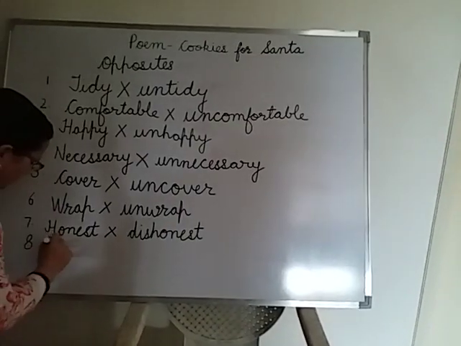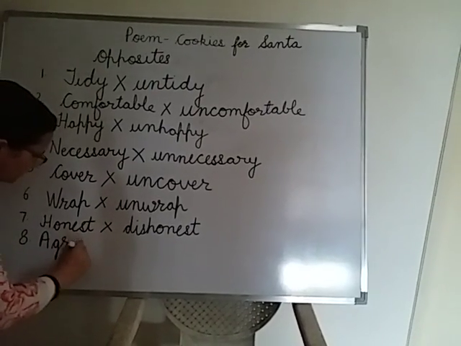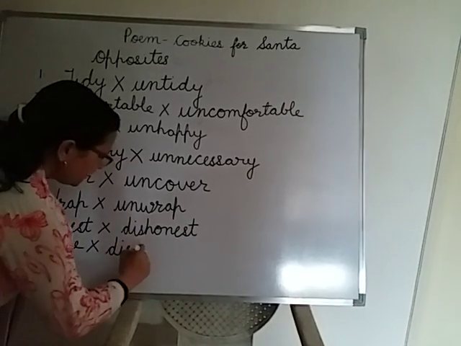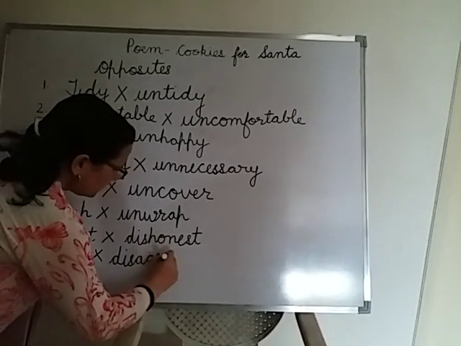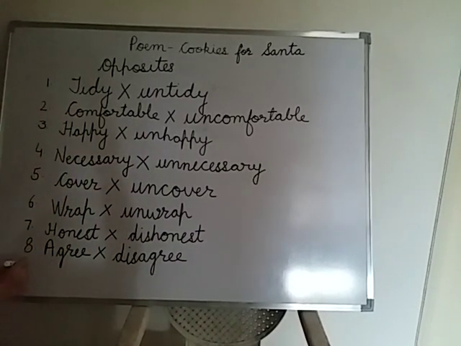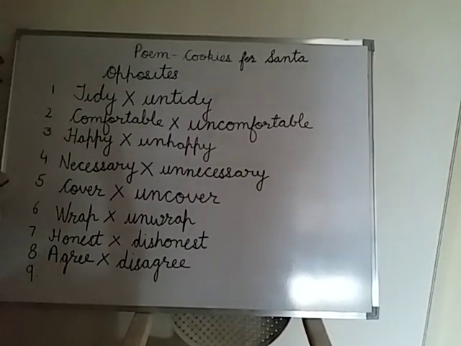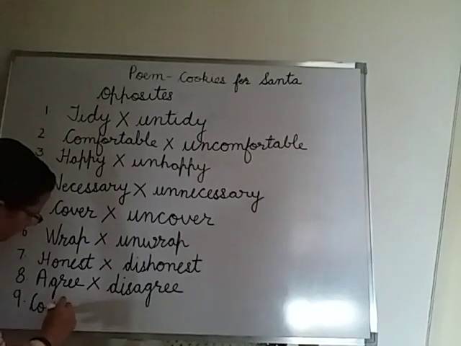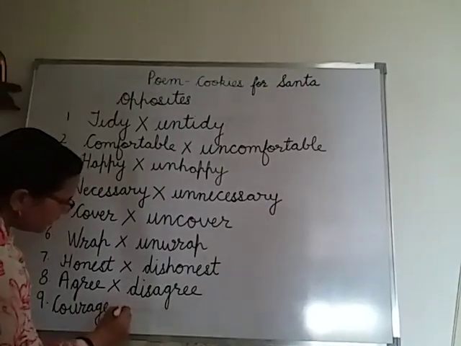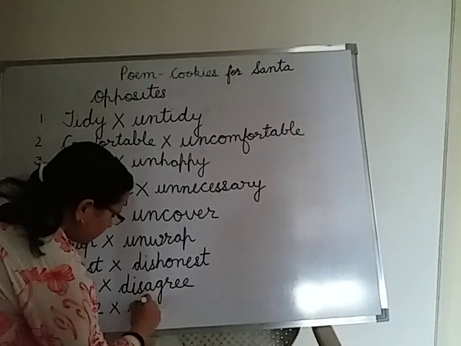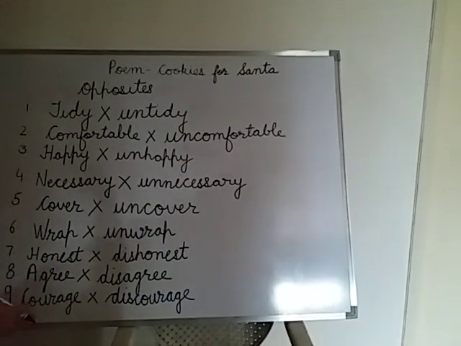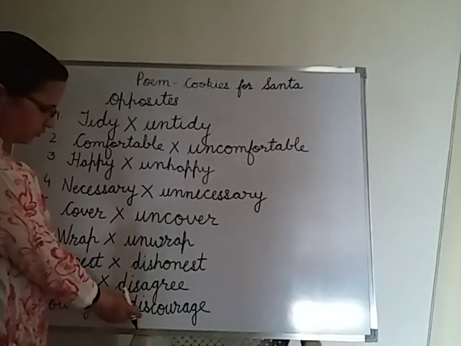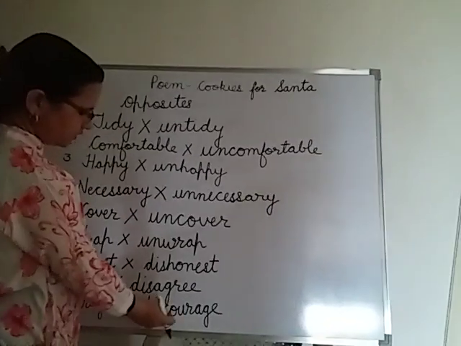Next word is agree. A-G-R-E-E, agree. Again you will add dis here and it will become disagree. Next, children, is courage. C-O-U-R-A-G-E, courage. The opposite is discourage. You have added dis to it and it has become the opposite of courage, discourage.